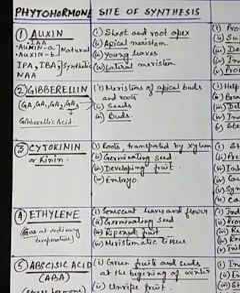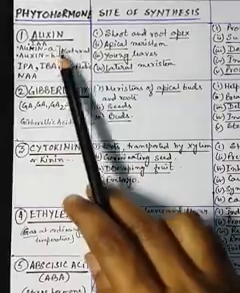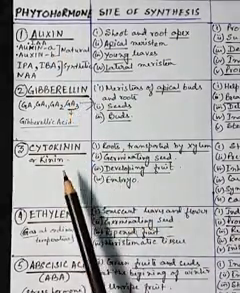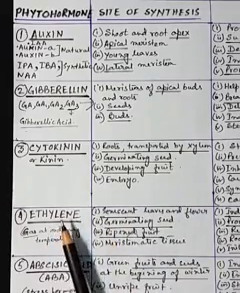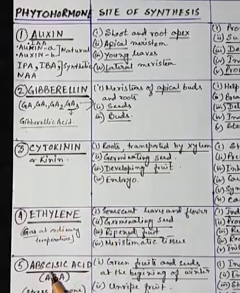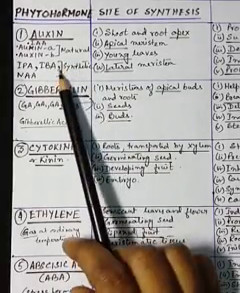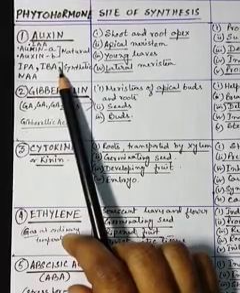There are different types of phytohormones in the plant body. Among them, five different phytohormones are there in your syllabus. Number 1 is auxin, number 2 is gibberellin, number 3 is cytokinin, number 4 ethylene, number 5 abscisic acid. Now one by one we will learn the details about those hormones.